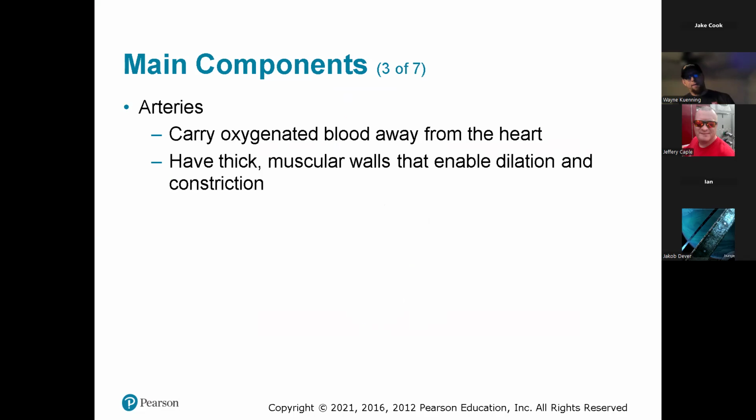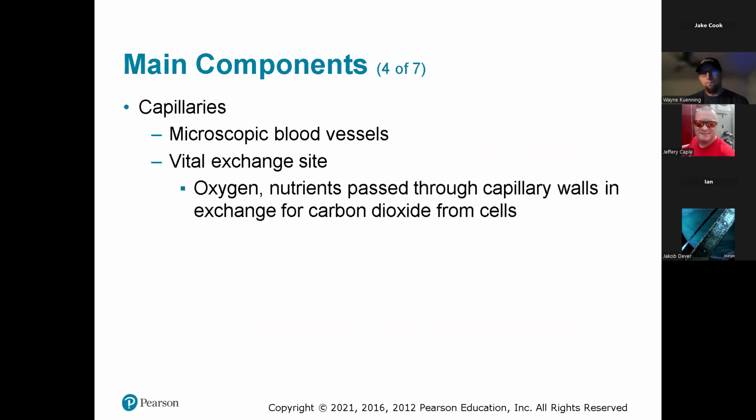Arteries uniquely are similar but different than veins. Arteries have muscular walls that enable dilation and constriction more so than veins do. Capillaries are where all life exchange happens. They're microscopic blood vessels. Anytime you get an abrasion or a small burn, that seep is a rupture of a capillary. That's where oxygen and nutrients, as well as the exchange for carbon dioxide, happens away from cells. So those are interlaced in your muscles and all of your organs.